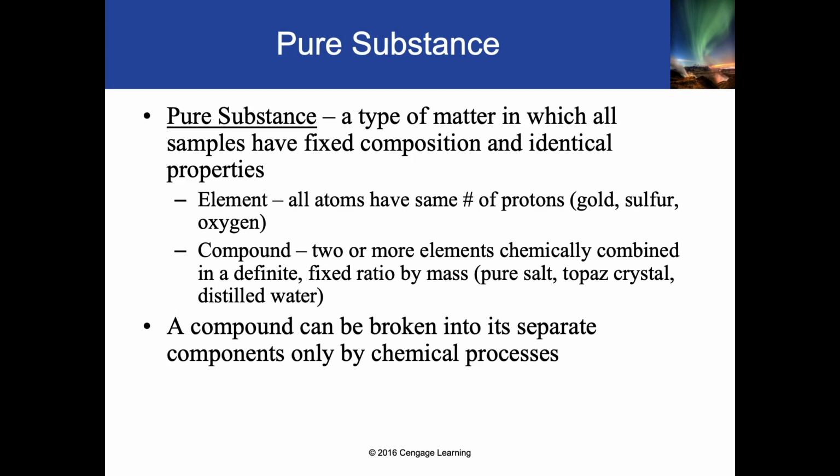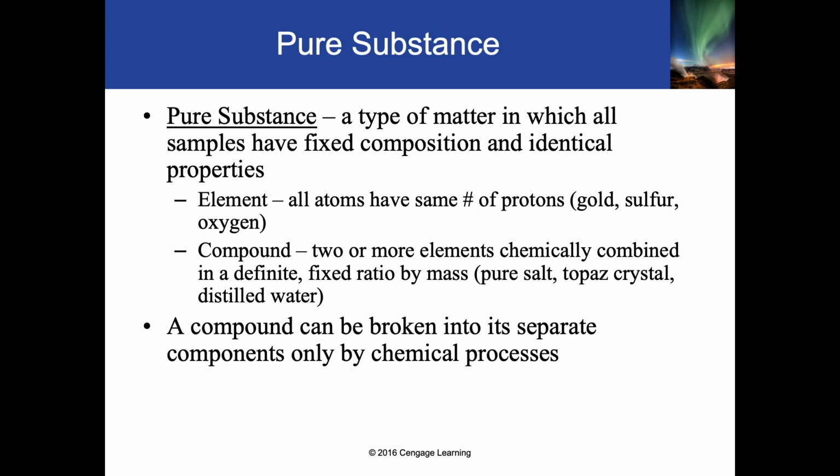A compound can be broken up into its separate components by only chemical processes. That's different from a physical process, which we'll get to in a second. A chemical process means that a chemical reaction had to occur to break the compound apart. So that's a chemical process.